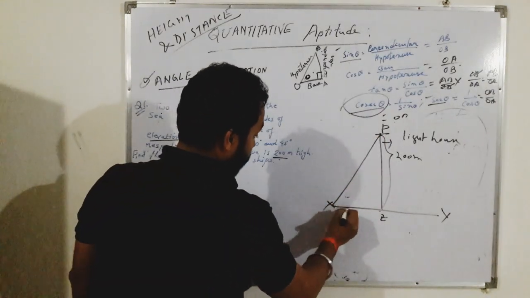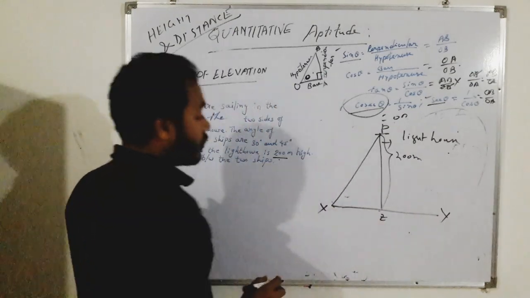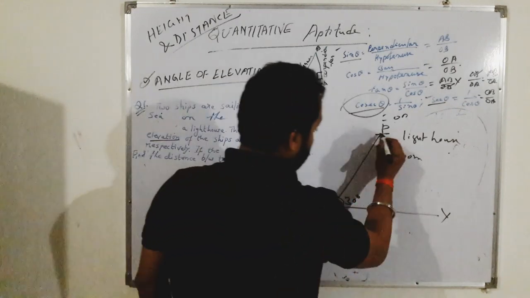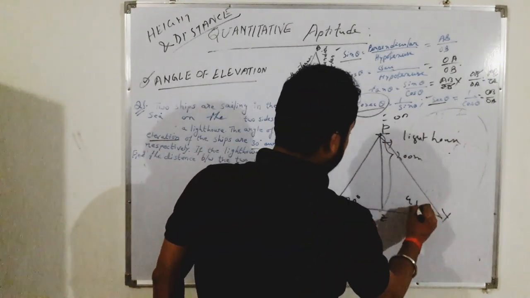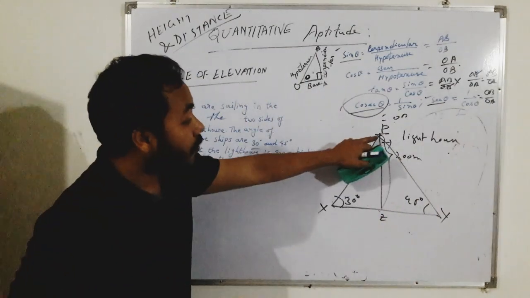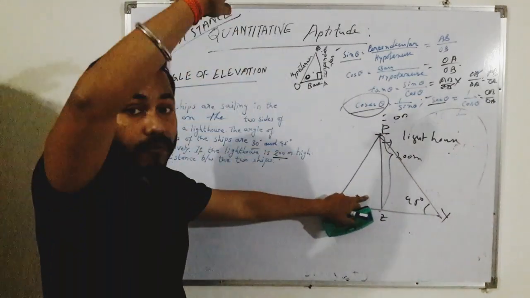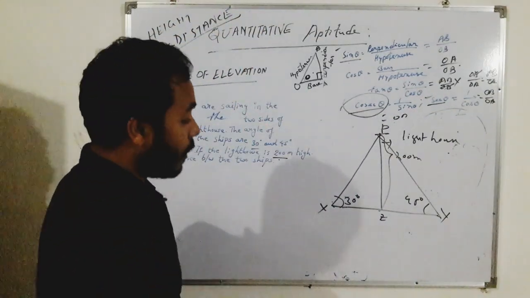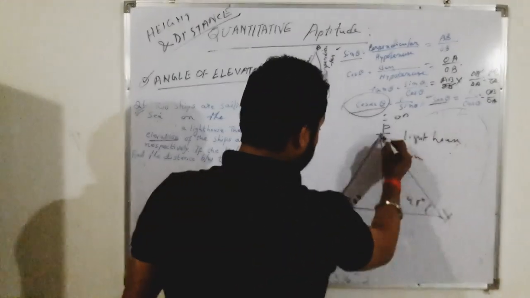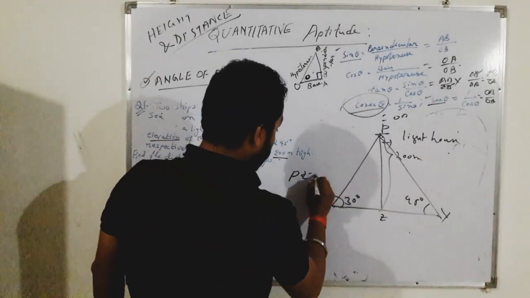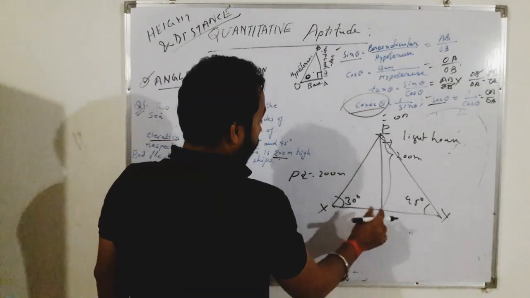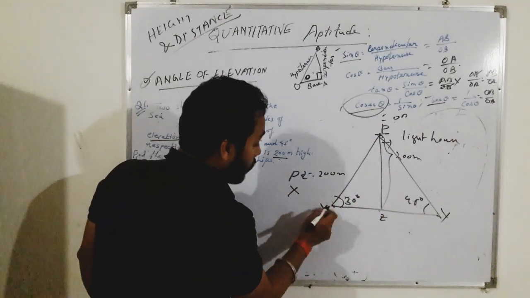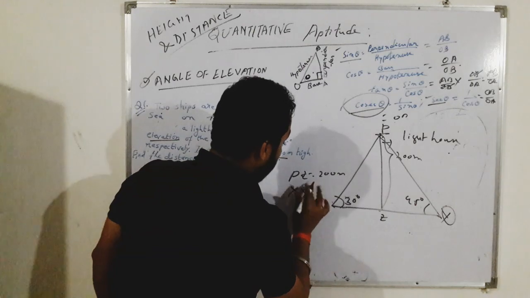This ship X is forming an angle of, say, 30 degrees, and this ship Y is forming an angle of, say, 45 degrees with respect to the lighthouse, because the lighthouse is above you, and above you means that will be our angle of elevation. Now this PZ is given to us as 200 meters. Now 30 degrees and 45 degrees angles of elevation are given. We have to find out the distance between these two ships.